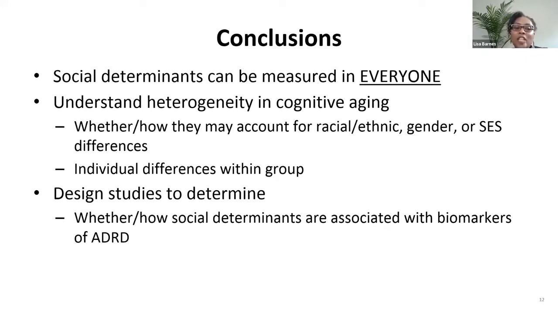And finally, as we are having this increased interest and emphasis on inclusion of diverse populations in ADRD research, I think we can use social determinants to design robust studies to determine whether or how social determinants are associated with our outcomes of interest, in particular with biomarkers of ADRD. I didn't show you any data of race and biomarkers, but there have been a couple studies already that have shown racial differences in biomarkers, and they have been discrepant. So it's possible that incorporating social determinants in these studies could help us sort of resolve some of these discrepancies.